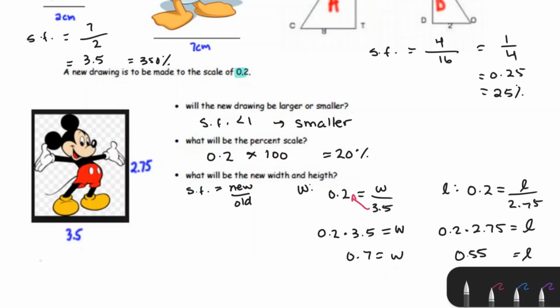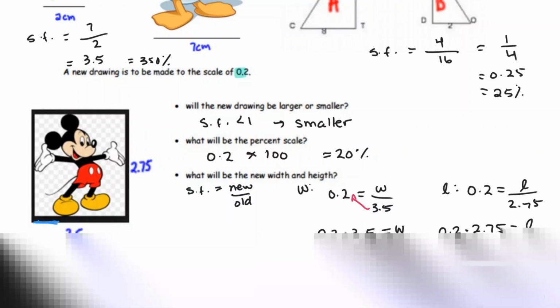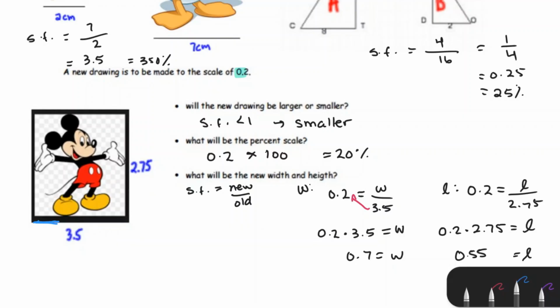Right, it was 3.5. It's now 20%, or 1/5 of that for the width. Right, it was 2.75. It's now 1/5 of that, right? It's 0.55. Right, so it's about 20%, or 1/5 as wide and 1/5 as tall.